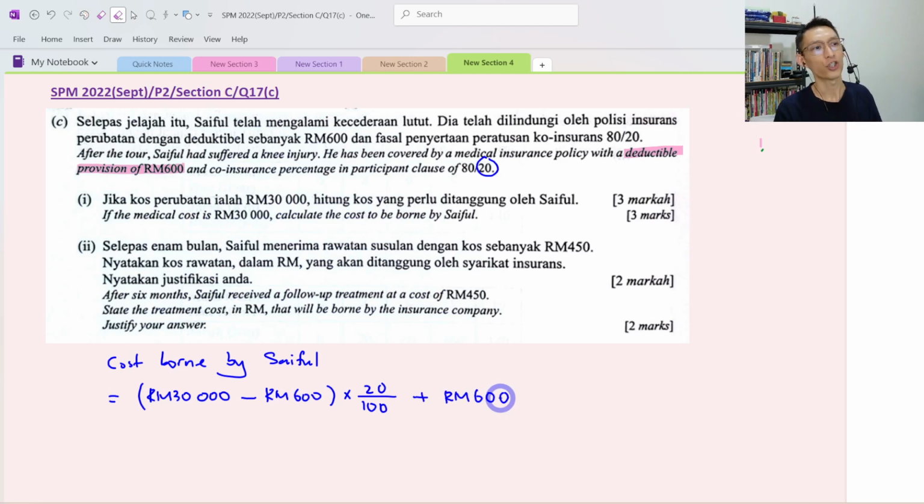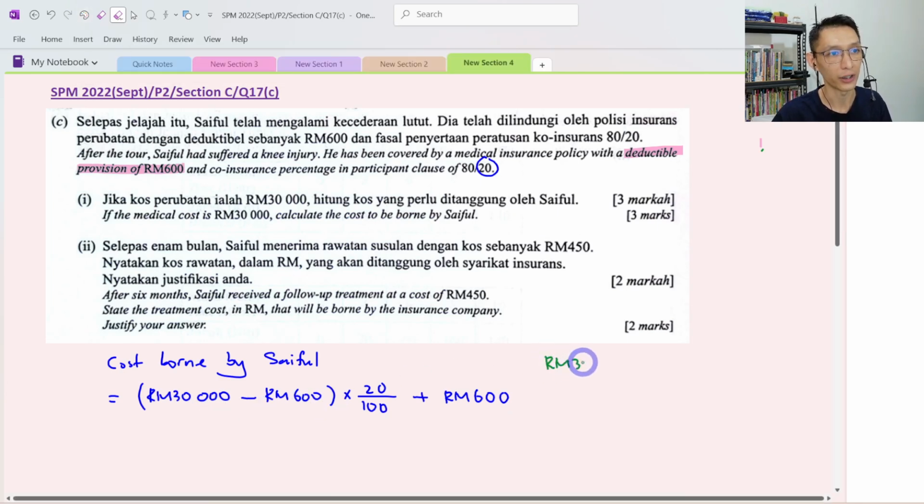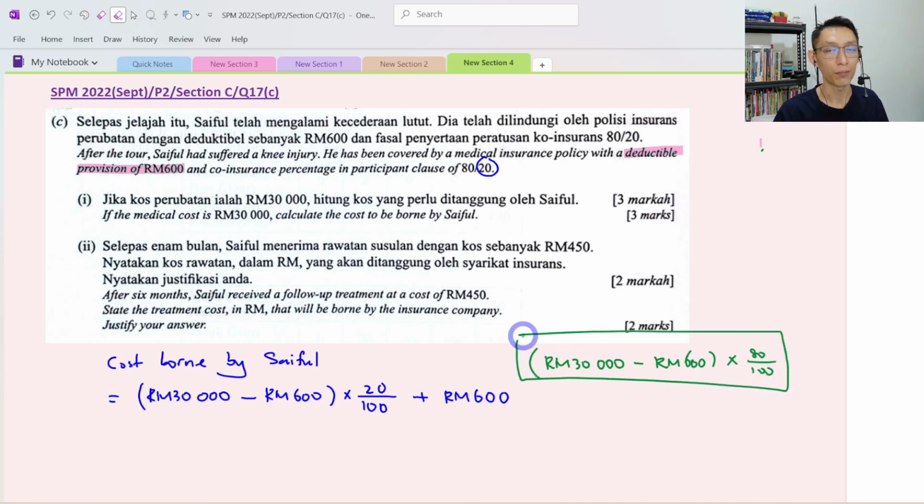So if the question asks you for the amount covered by the insurance company, then we will still use the same way. We take 30,000 minus 600. You take this amount times 80%. This is the amount paid by the insurance company to Saifu. But now the question is talking about the cost borne by Saifu. That's why we times 20%. And don't forget, this 600 ringgit is also paid by Saifu. We have to add back 600 ringgit.